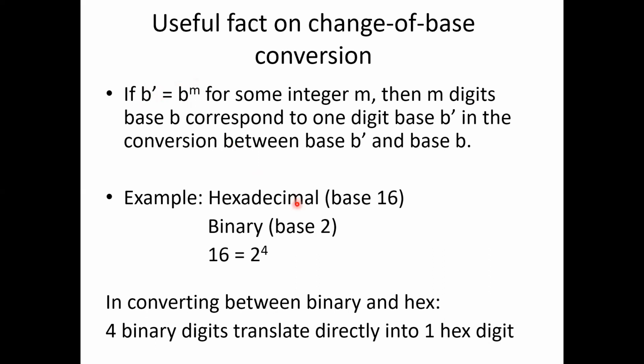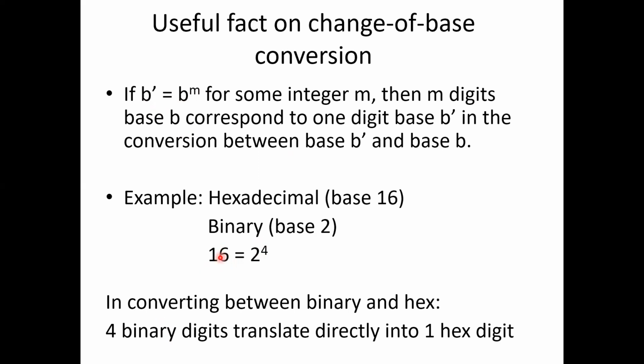Here is an example that we will care very much about in this class and also throughout your computer science career: conversion between base 2 and hexadecimal, base 16. 16 is the fourth power of 2. So it's an example of this for m equal 4. And therefore, this general rule in this case says that m, which was 4 here, binary digits, in other words base 2 digits, correspond to a single hex digit.